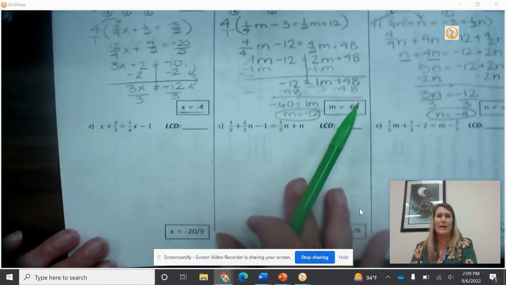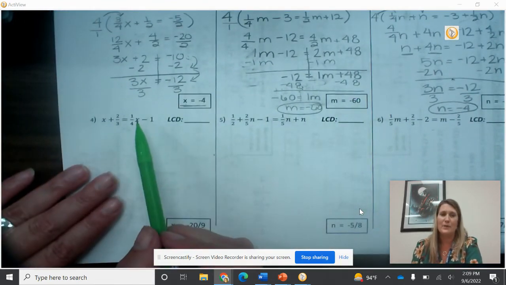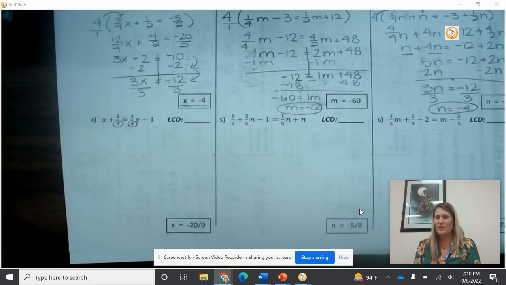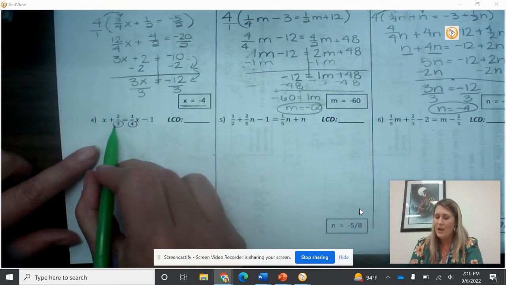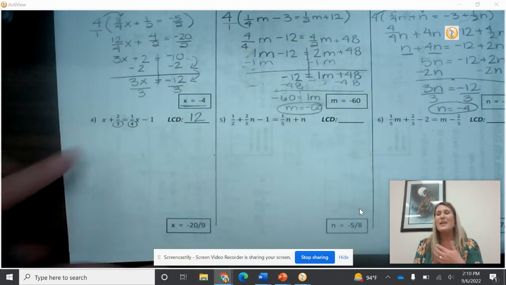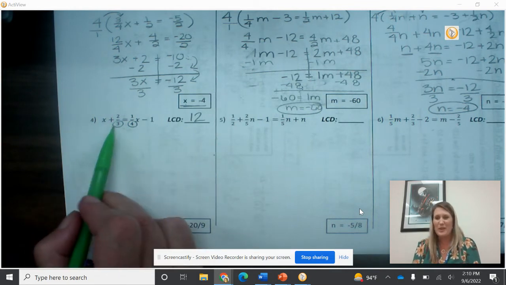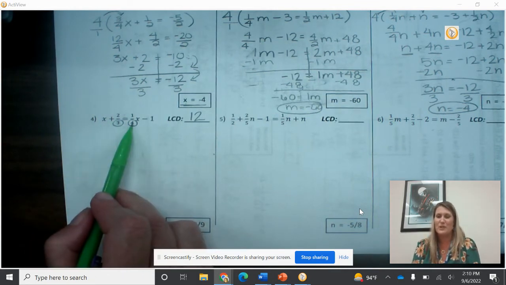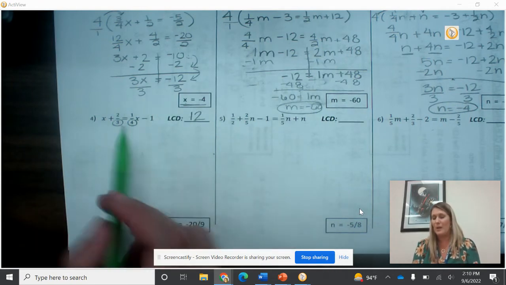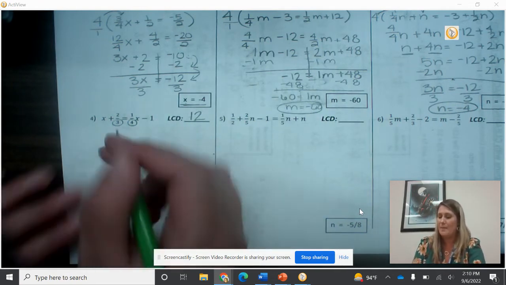All right, we got 3 left here. So let's try this next one. We have a fraction. We're going to clear out that fraction so it's a nicer equation to solve. 3 and 4, their least common denominator is 12. Sometimes you can just multiply these two denominators and get a number to clear them out. That works as well. 3 times 4 is 12, their least common denominator.